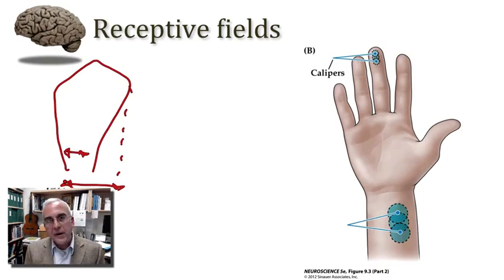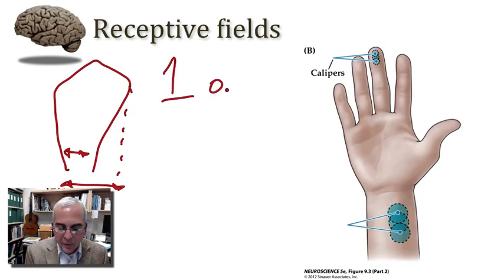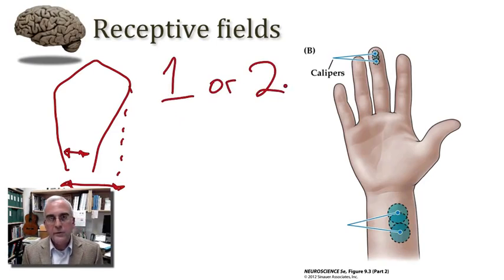Well, if you do that, you can ask your friend, or your friend can ask you with eyes closed, simply tell me whether you feel 1 point of contact or 2. So 1 or 2, that's the question. And what you can find is what is the minimal separation of the tips of these calipers that will allow your test subject to report 2 points of contact. So this is called two-point discrimination. And you can imagine how this might work.